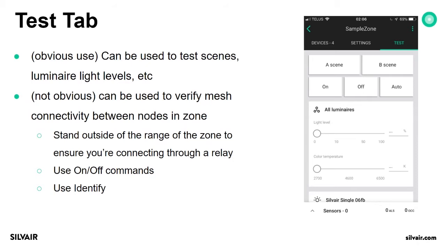This can be used to verify mesh connectivity between nodes in a zone. It's very simple, just stand outside of the range of one zone and connect with your mobile application through a relay to such zone and use on-off commands to identify if it's possible to control the zone outside of being connected to the proxy from such zone.